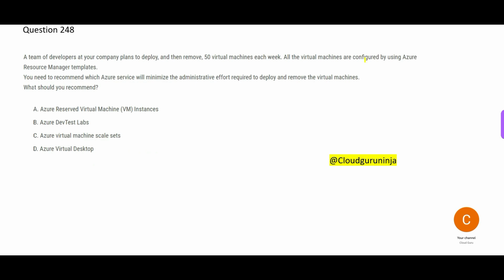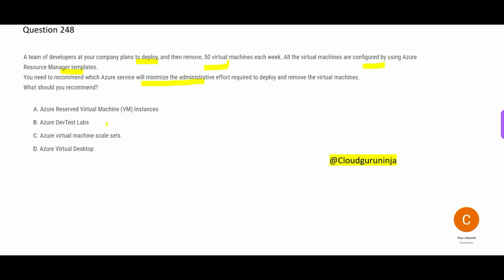Let us jump into the next question here. A team of developers in your company plan to deploy and then remove 50 virtual machines. They want to deploy and then remove them each week. All virtual machines are configured by Azure Resource Manager templates. So this is automatically created. Resource Manager means infrastructure as code. You have code; using that, you are creating the templates, configuring it, and then removing it. Now you need to recommend a service which will minimize the administrative effort required to deploy and remove the virtual machines. Which service should we use out of these?